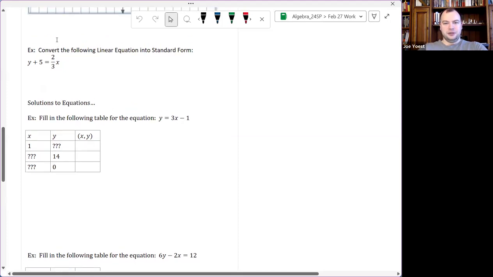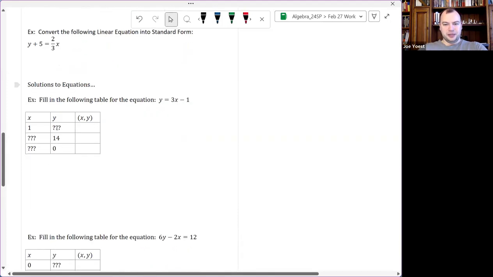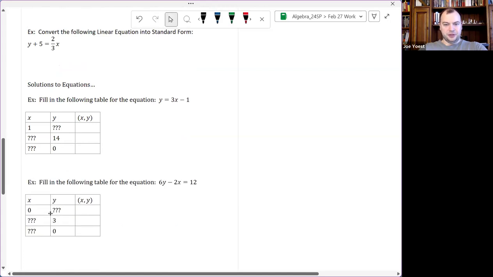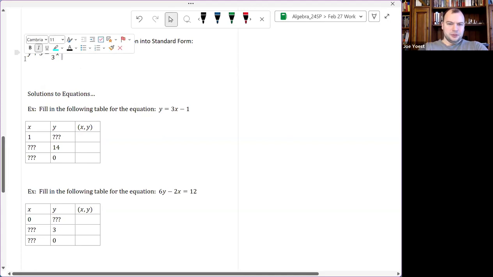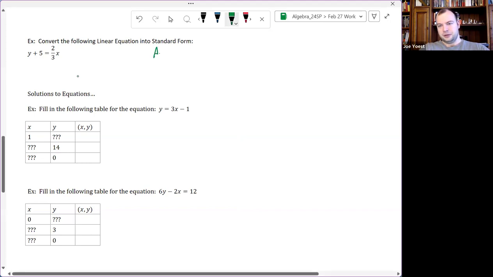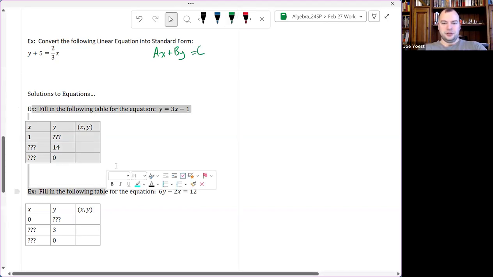Okay, so I'm going to put these next. I think I'll actually just put all 3 questions on the screen so you can work through them. Small problem, convert this linear equation into standard form. Remember, which is ax plus by equals c. And then these two, fill in these 2 tables for these 2 equations.